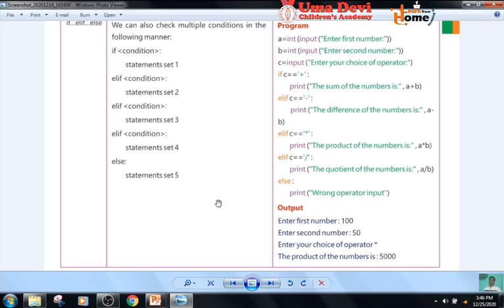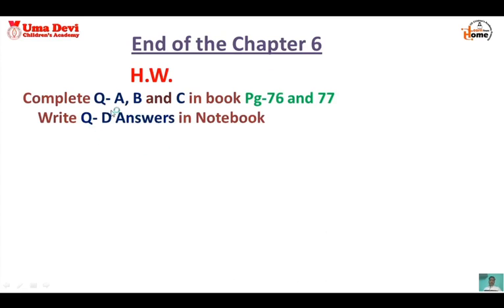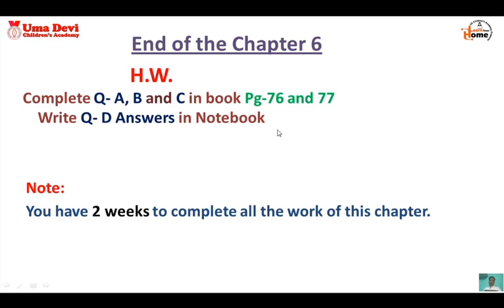So it is very simple. That's it for today. It is the end of chapter number 6. You have to complete questions A, B and C in the book, page numbers 76 and 77. You have to write the answers to question D in the notebook. You have 2 weeks to complete all the work of this chapter.